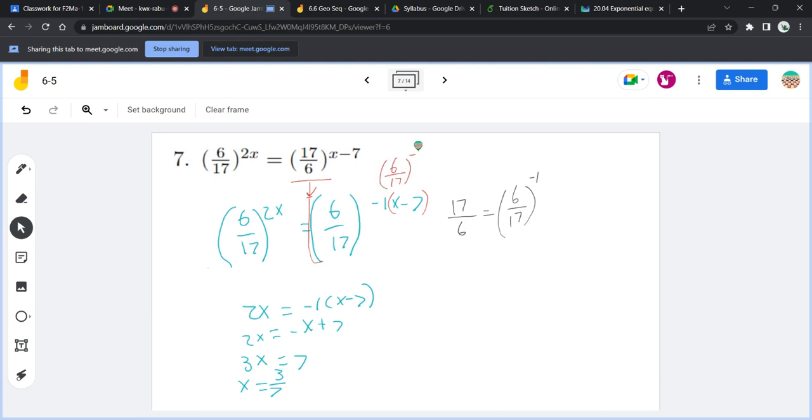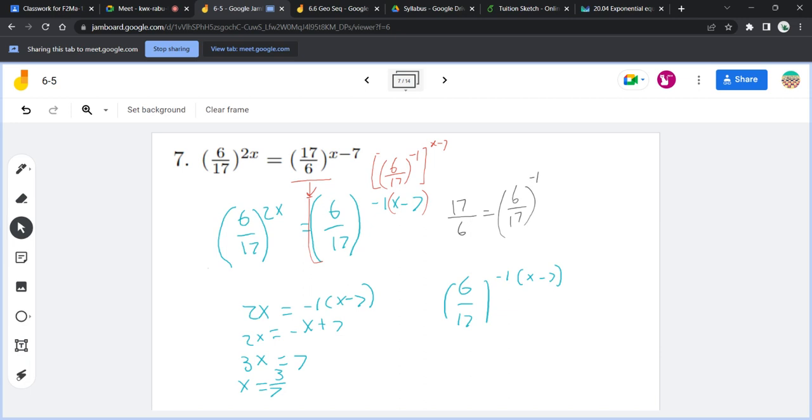But we also need to consider the x minus 7. So we have another bracket to the power x minus 7. Yeah, it's the same. So these two are the same actually.